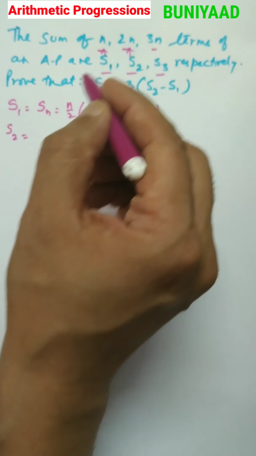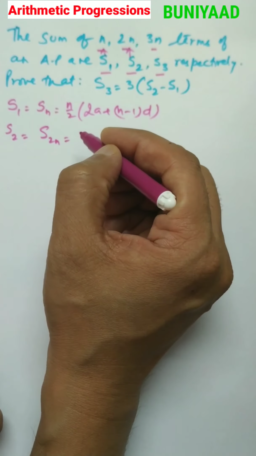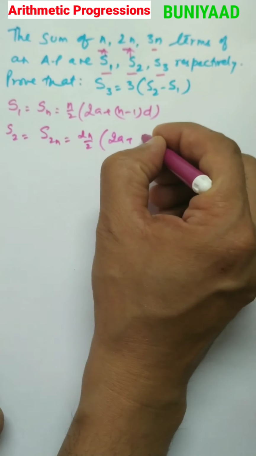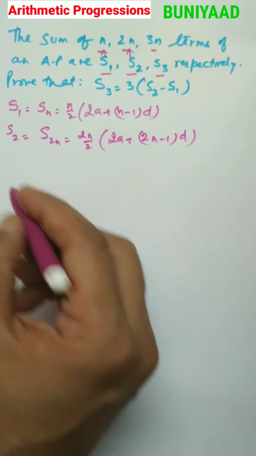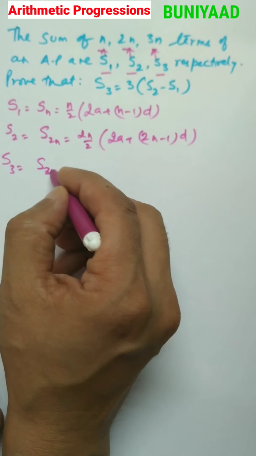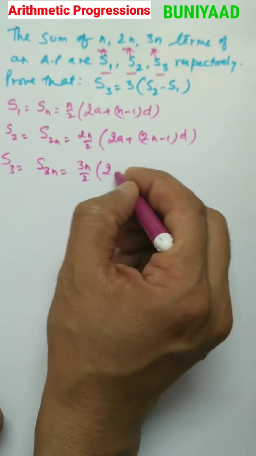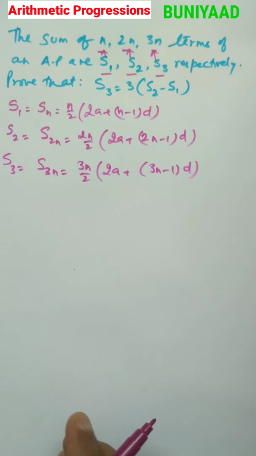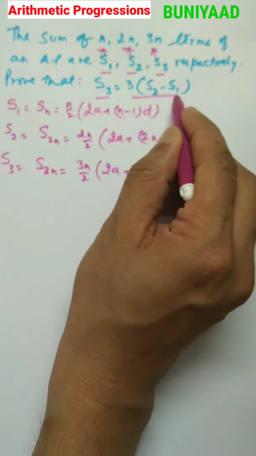S2, what is S2? S2 is the sum of 2n terms, so we can write S2n, that is 2n by 2, 2a plus (2n minus 1) into d. S3 is the sum of 3n terms. Now you can write S3n, what is that? 3n by 2, 2a plus (3n minus 1)d. What next? This you have to prove, S3 equals to this thing.